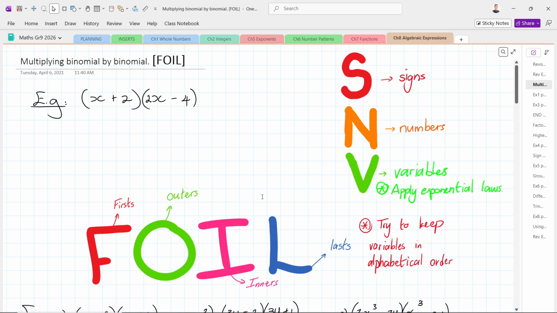This is the new work for you. Well, there's actually quite a bit in this chapter that's new, but for now, this is the new work, and that is multiplying binomials by binomials.